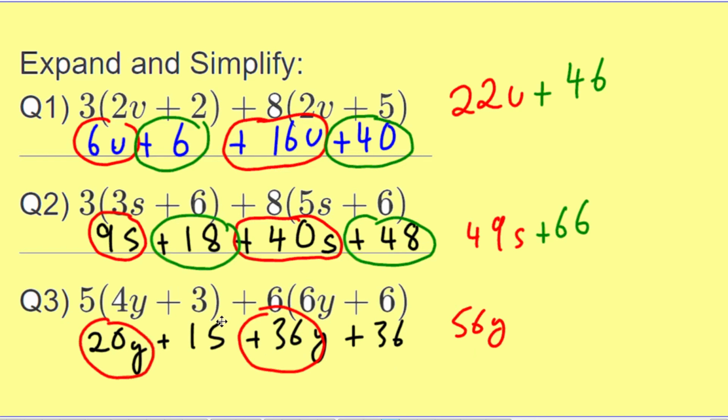And then we are going to take 15, positive 15, and we're going to add 36 to it. And that's going to give us positive 51. Okay, so expand the bracket, then simplify where you can.